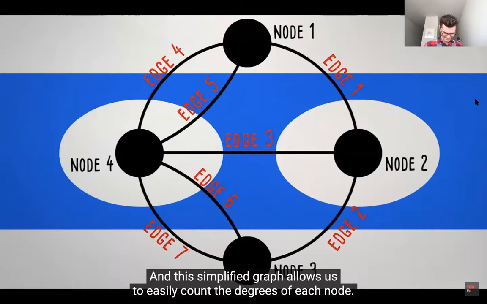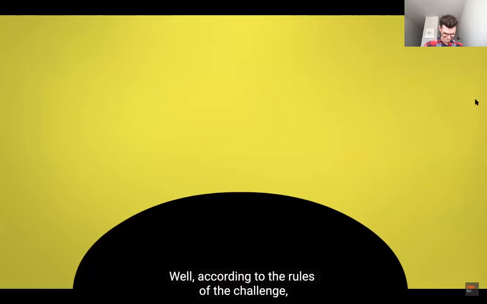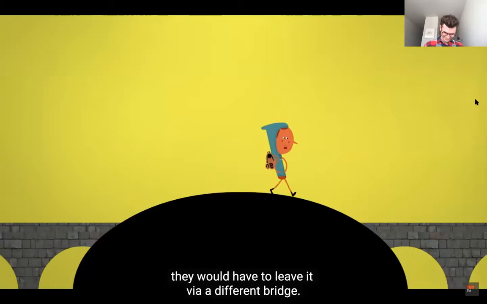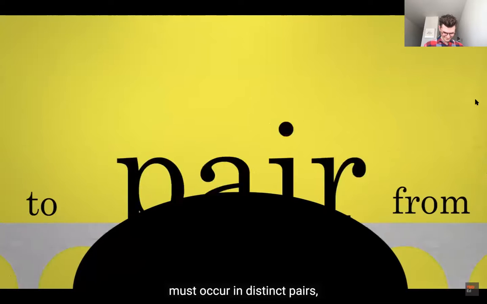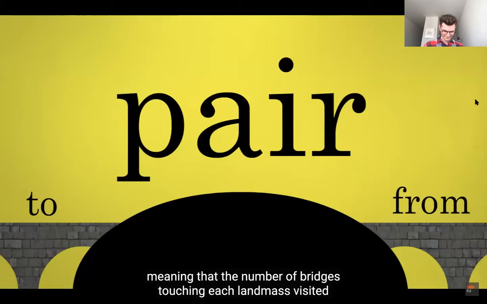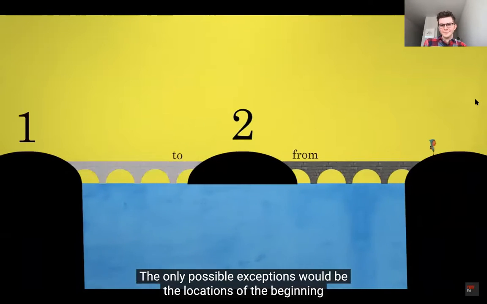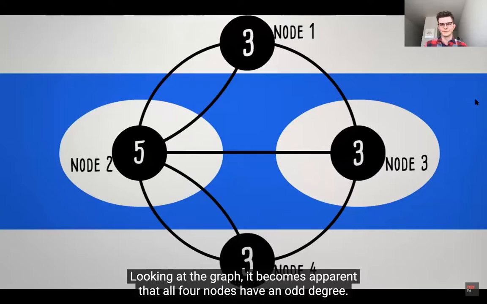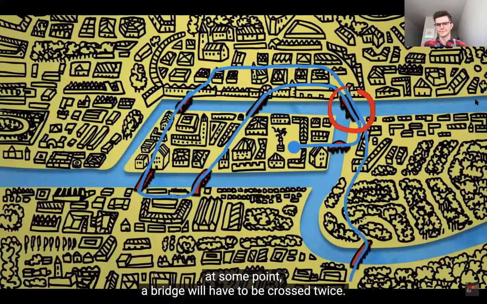And this simplified graph allows us to easily count the degrees of each node. That's the number of bridges each landmass touches. Why do the degrees matter? Well, according to the rules of the challenge, once travelers arrive onto a landmass by one bridge, they would have to leave it via a different bridge. In other words, the bridges leading to and from each node on any route must occur in distinct pairs, meaning that the number of bridges touching each landmass visited must be even. The only possible exceptions would be the locations of the beginning and end of the walk. Looking at the graph, it becomes apparent that all 4 nodes have an odd degree. So no matter which path is chosen, at some point, a bridge will have to be crossed twice.